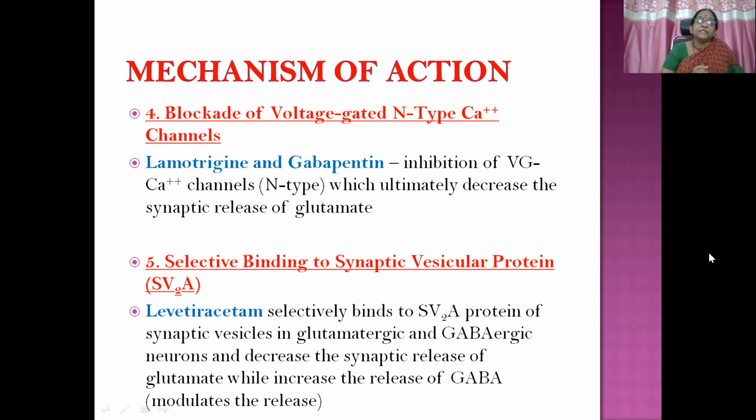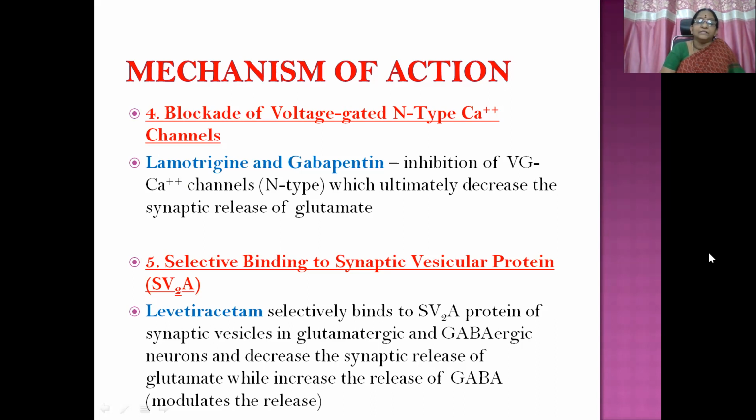And number 4 is, apart from sodium channels, N-type calcium channels are also involved, which are getting blocked by lamotrigine and gabapentin. Because the N-type calcium channels are also blocked, there is decreased release of glutamate in the synapse.